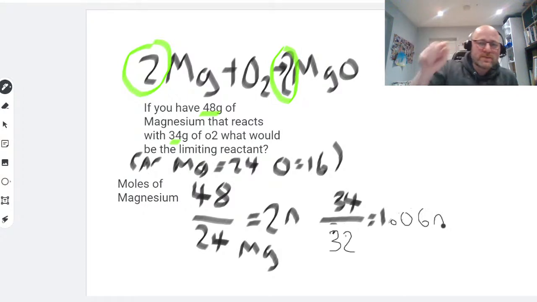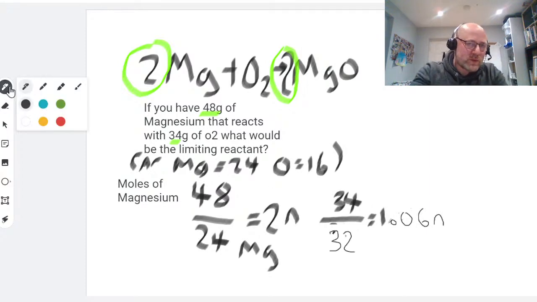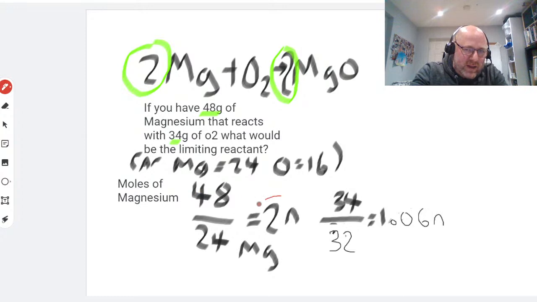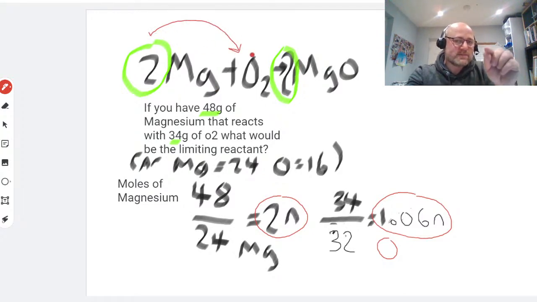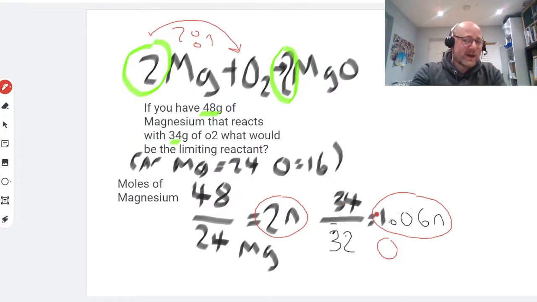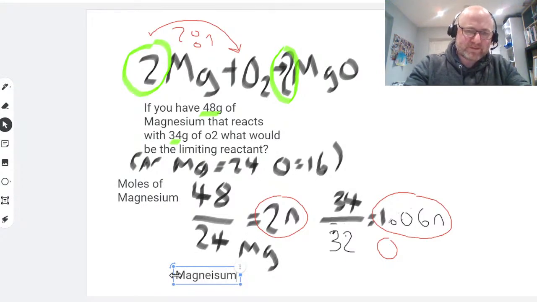Now, what you need to do, you would look at that and most people would say, which one is limiting? If you look at this, we've got 2 moles of magnesium, only 1 mole or just over 1 mole of oxygen. Which one is limiting? You'll be tempted to say it's magnesium, but it's not, because I need double the magnesium than I have of oxygen, because the ratio is 2 to 1. Okay, and I don't have double. I've got under double. So in this situation, magnesium is limiting. So you have to take into account the ratio.